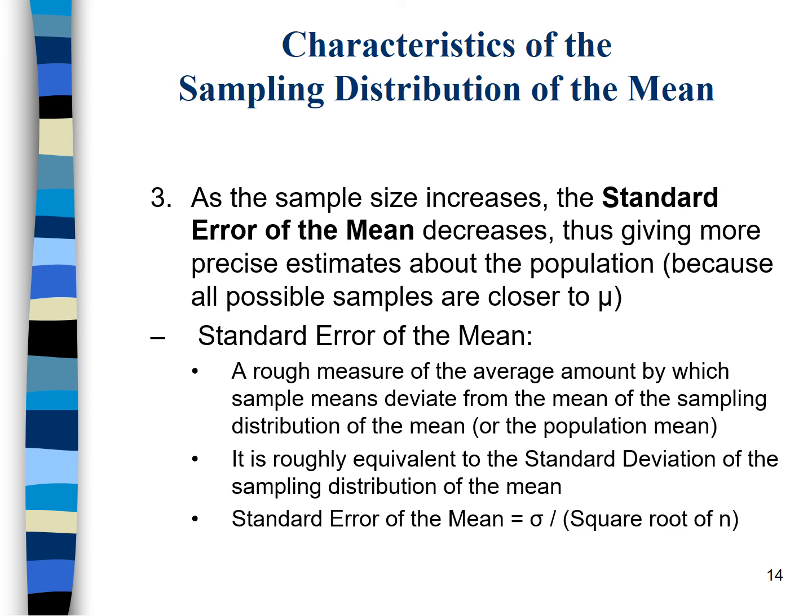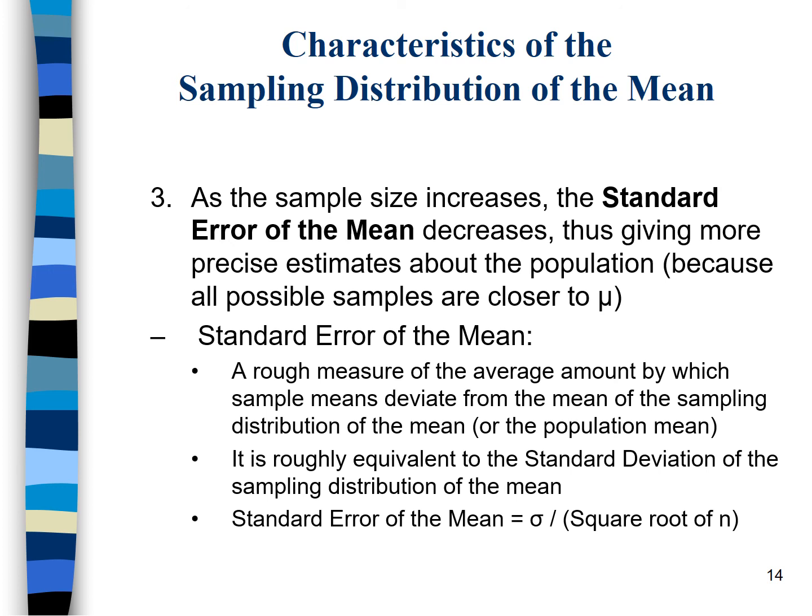Let's look at a couple of these final bullet points down at the bottom. We'll be talking about the standard error of the mean in more detail in later lectures, but for right now, let's just mention a few of these things. It is a rough measure of the average amount by which sample means deviate from the mean of the sampling distribution of the mean or the population mean, because those are both equal to each other. It is roughly equivalent to the standard deviation of the sampling distribution of the mean.